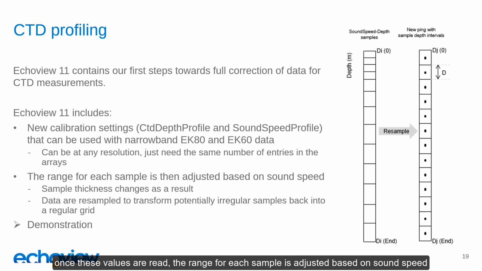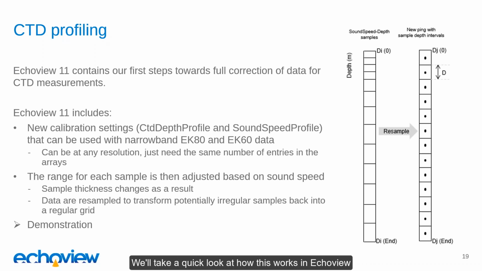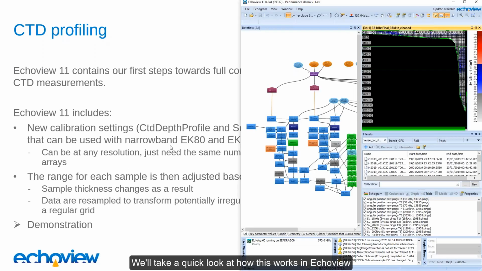Once these values are read, the range for each sample is adjusted based on sound speed. Part of this means that sample thickness of each sample changes as a result of differing sound speeds. So Echoview will then run some background resampling to transform potentially irregular samples back onto a regular grid. We'll take a quick look at how this works in Echoview.